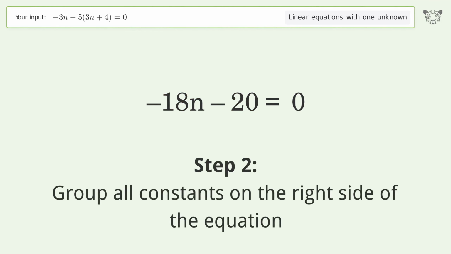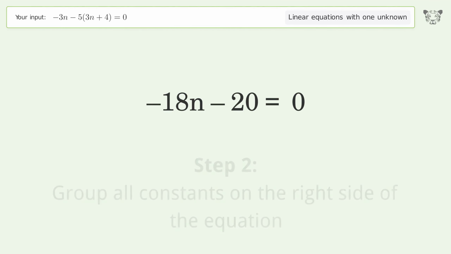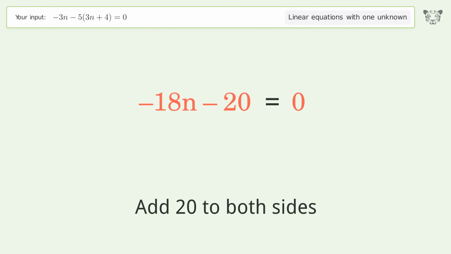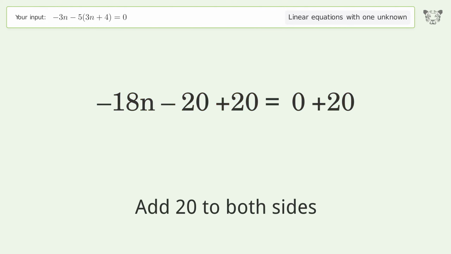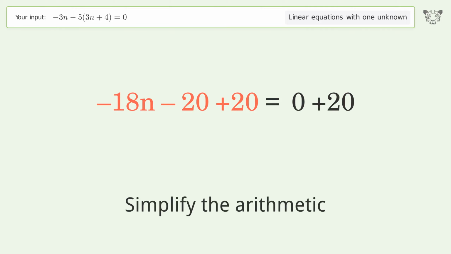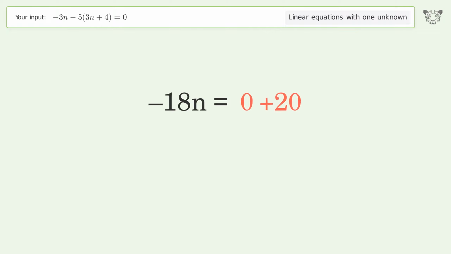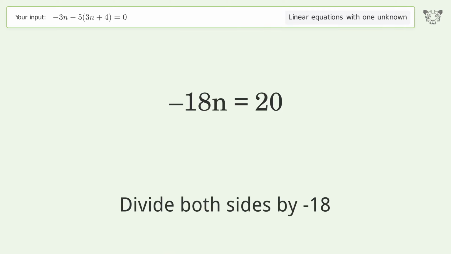Group all constants on the right side of the equation. Add 20 to both sides. Simplify the arithmetic. Isolate the n. Divide both sides by -18.